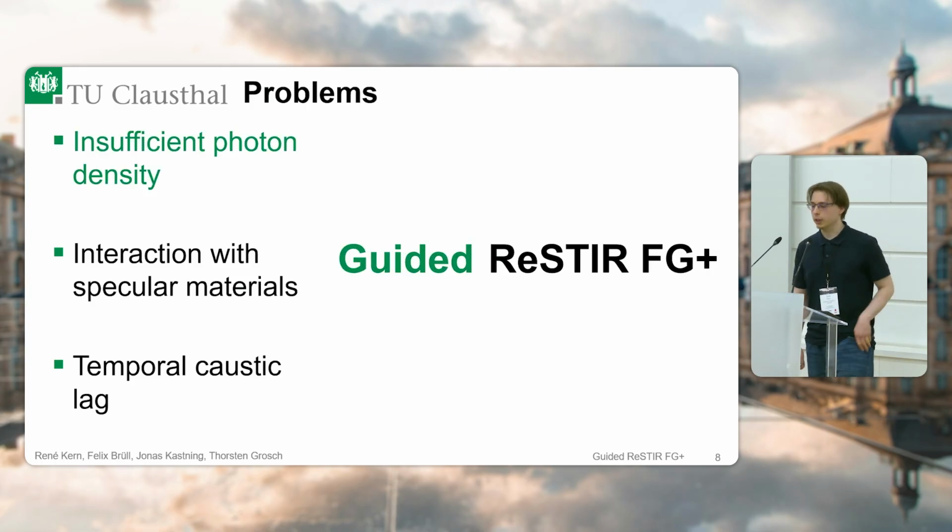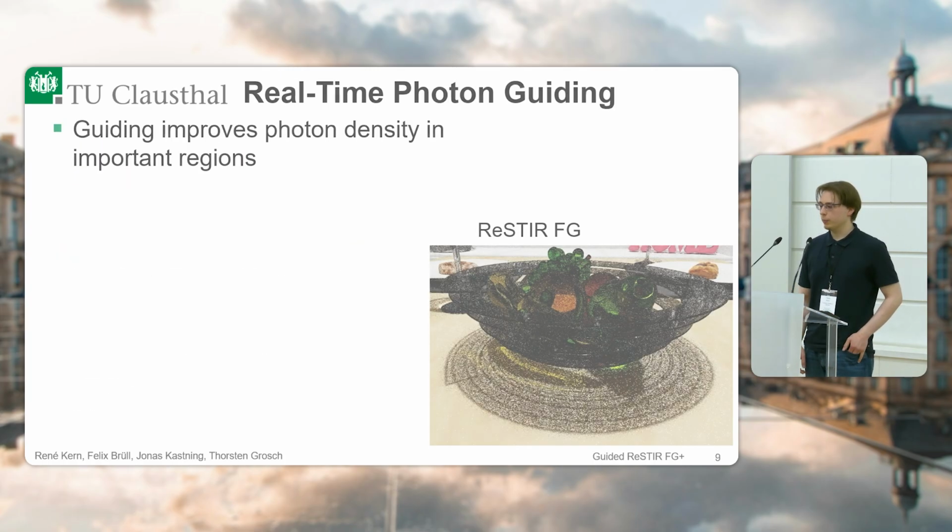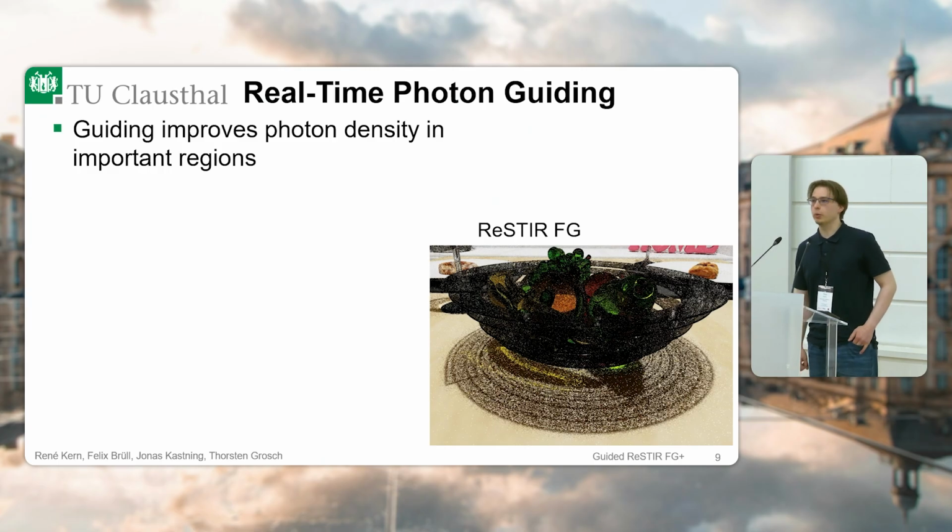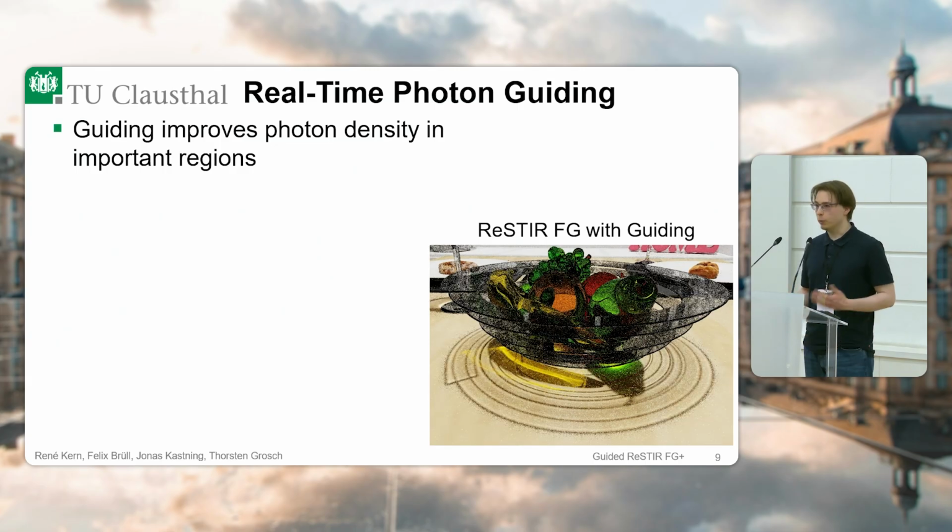First off, the insufficient photon density will be taken care of by the guided path. For that, we introduced real-time photon guiding. To give you a basic idea of what photon guiding does, it improves the photon density by distributing more photons to the more important regions. For example, on the bottom right, you see ReSTIR-FG without any guiding, and now with guiding, using the same amount of photons.